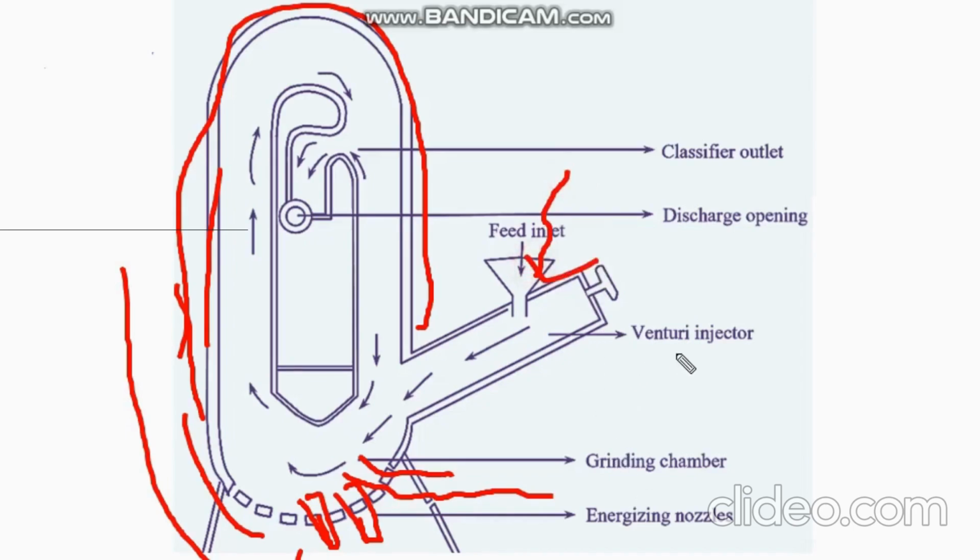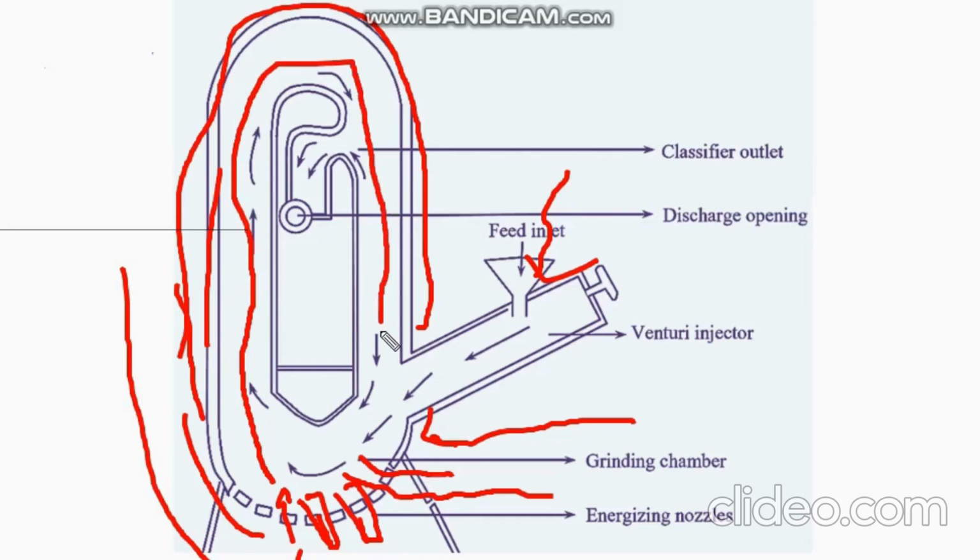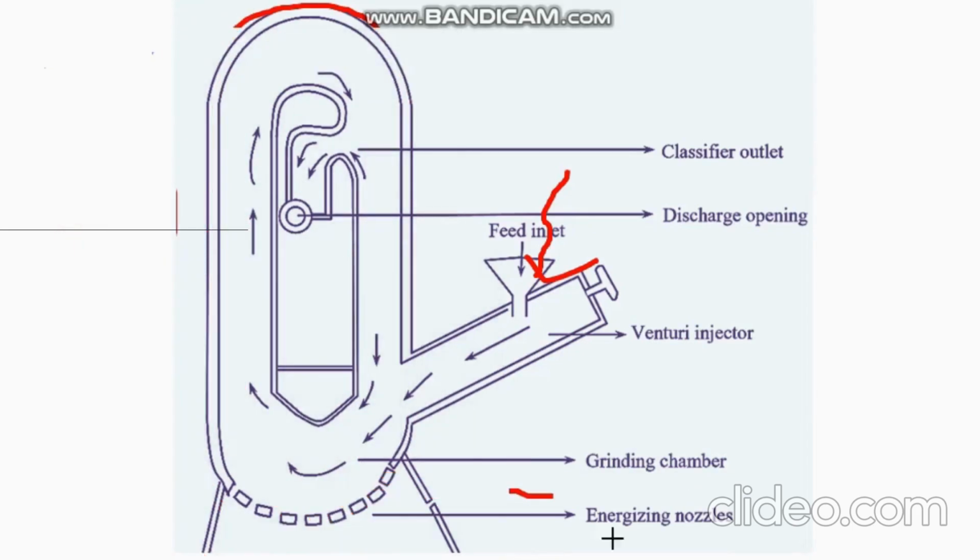So what happens when we pass the air with a high energy, that is compressed air, through these nozzles? The air will follow a turbulent motion because of this elliptical structure of the pipe. Due to this turbulent motion of the air in the elliptical pipe, it will lift the sample.